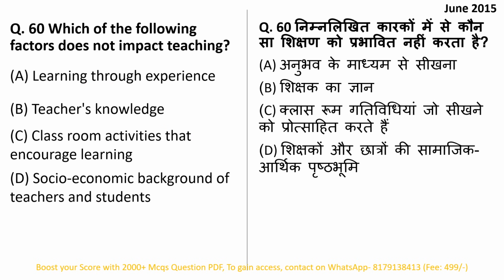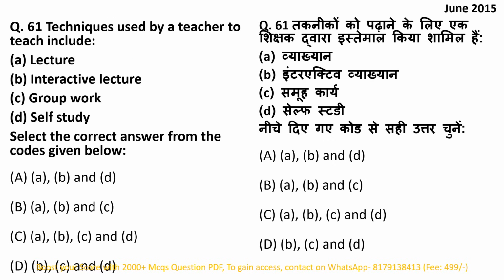Which of the following factors does not impact teaching? Means which does not affect teaching? Learning through experience, teachers' knowledge, classroom activities that encourage learning, or socio-economic background of teachers and students. The right answer is option D. See, the teacher or the student's background or their financial condition or the caste, all that does not and should not impact the teaching learning process.